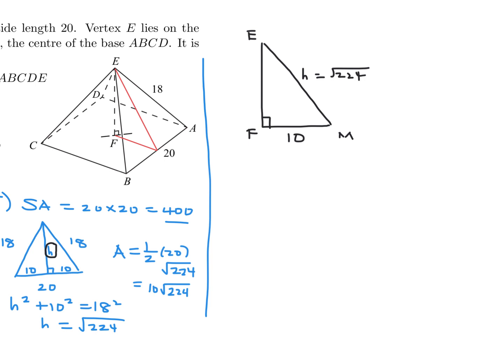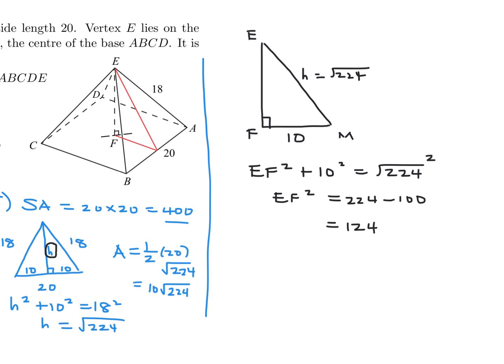And now this is just Pythagoras. So we have EF squared plus 10 squared is equal to root 224 all squared. Okay, so EF squared is equal to 224 minus 100. And that's just 124. So EF, if you take the square root, would be root 124. And in a mixed radical, that's 2 root 31. And that takes care of that.